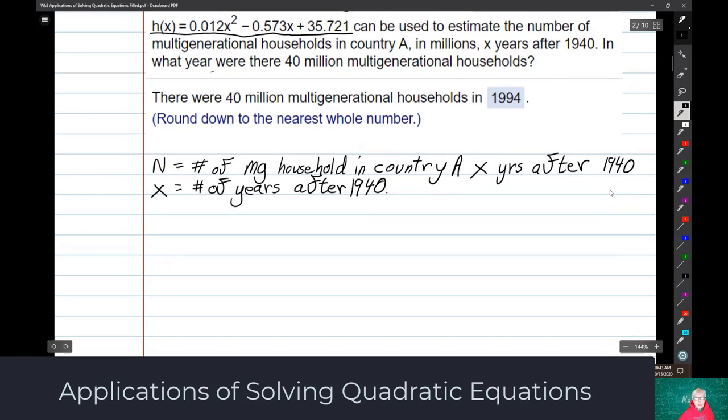Okay, so what an ugly, ugly number that is. So 40 doesn't mean years, it means millions of multi-generational households, equals this monster right here: 0.012x squared minus 0.573x plus 35.721. Well, it's a quadratic equation, so I have to subtract 40 from both sides of the equation, so I can get a zero over there.